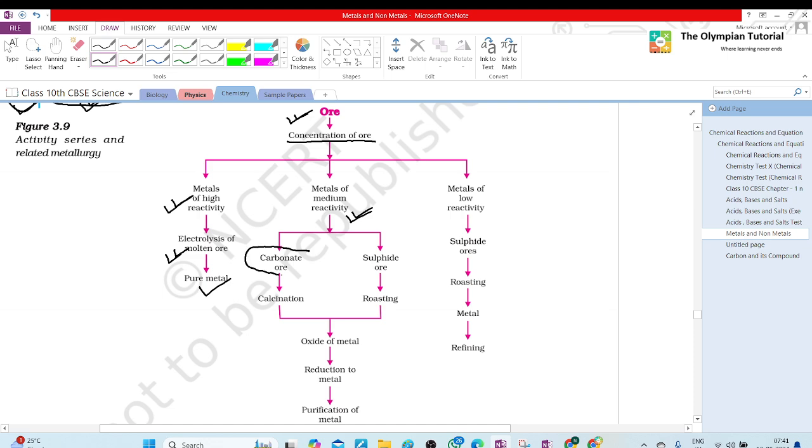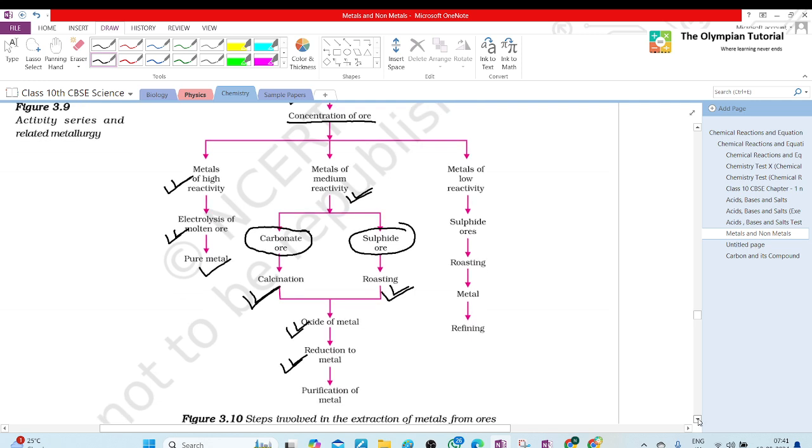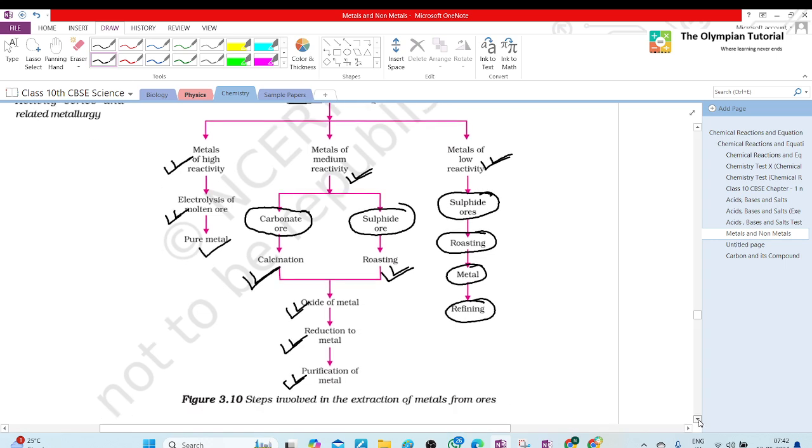Metals of medium reactivity, so there are two things. We can get them in carbonate ore or also in sulfide ore. If it is in carbonate ore, then calcination; I will tell all the things in detail. Firstly we will read it. And for sulfide ore it is roasting, and after both the processes we will get oxide of metal. Then reduction to metal: the oxide of metal is reduced by removing oxygen, and then purification of metal. Now metals of low reactivity, for low reactivity we will get sulfide ore. After roasting we will get metal, and after refining we will get pure metal.